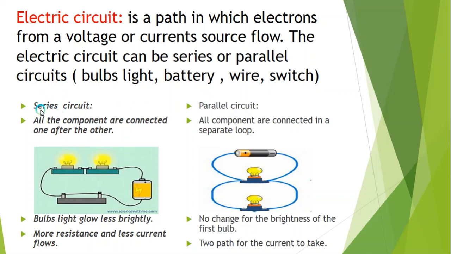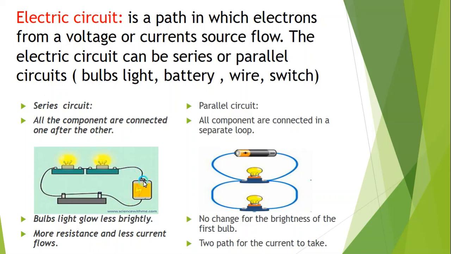First of all, we're going to speak about the series circuit. We're going to compare between those two kinds, the parallel circuit and the series circuit. In the series circuit, all the components are connected one after the other. So this is the battery, this one is the first bulb, this one the second bulb, and this one is the switch. As we said from the beginning, the series circuit is formed by just one loop, so that means just one circuit.